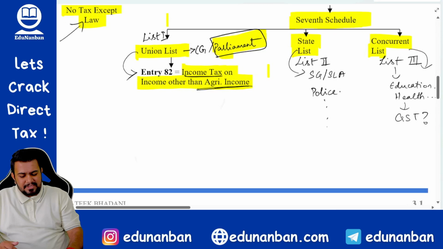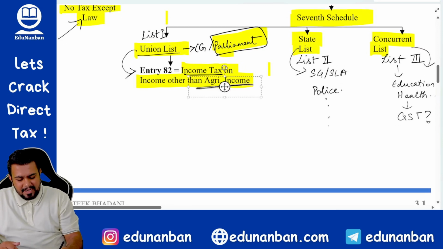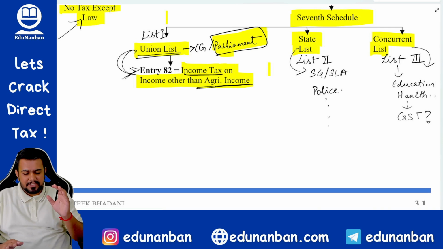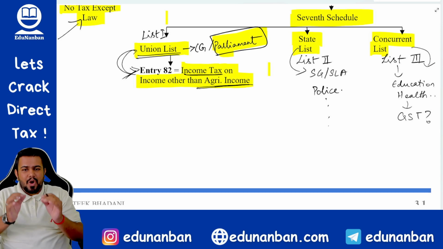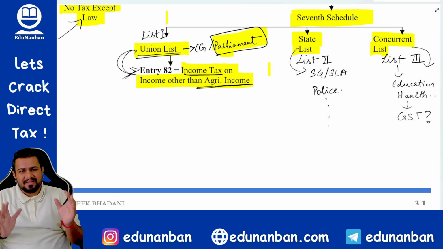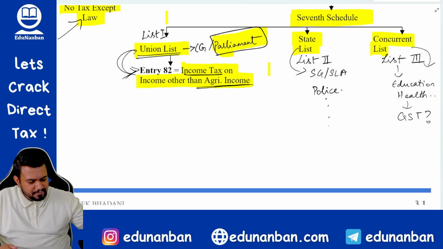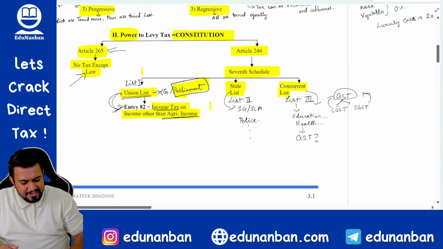Now we are more concerned about union list because income tax forms a part of entry number 82 of the union list. Hence, now it is very clear that the parliament has the power to bring laws related to income tax on any income other than agricultural income. Fine. I hope you are clear with this concept of power.